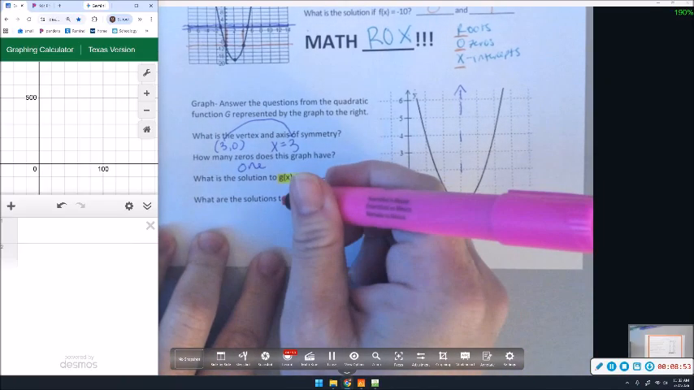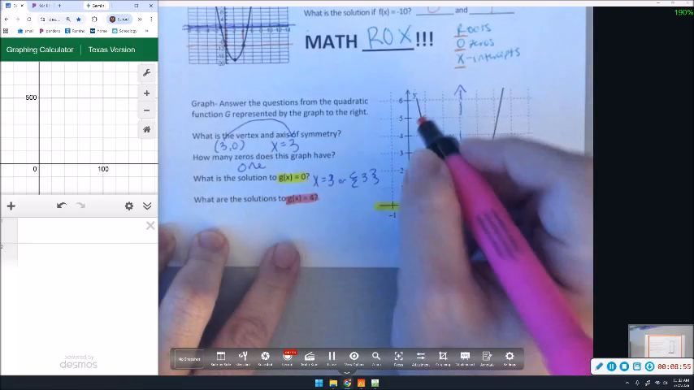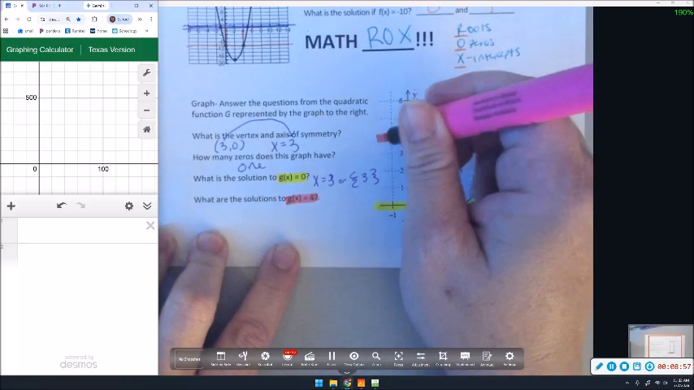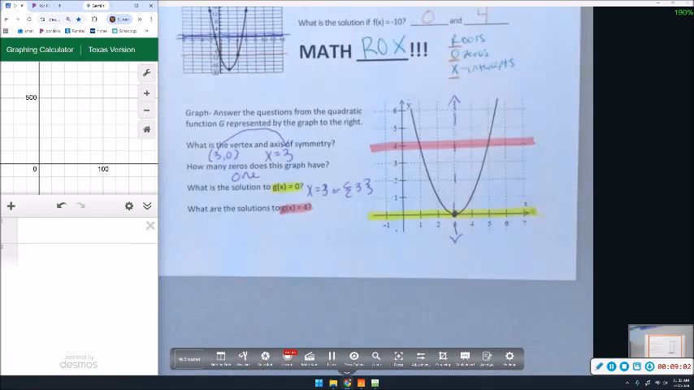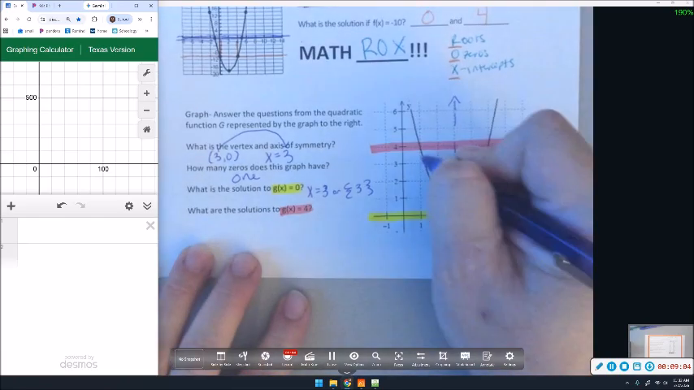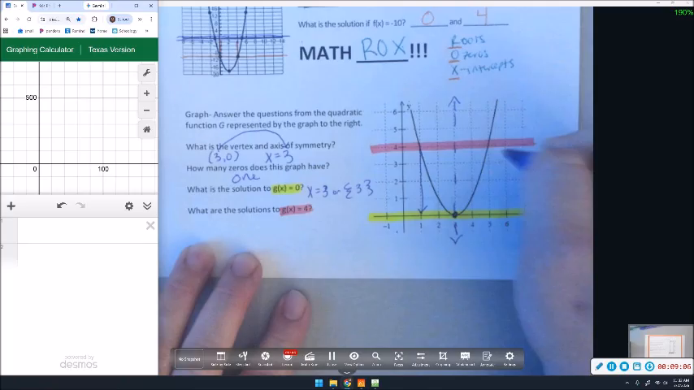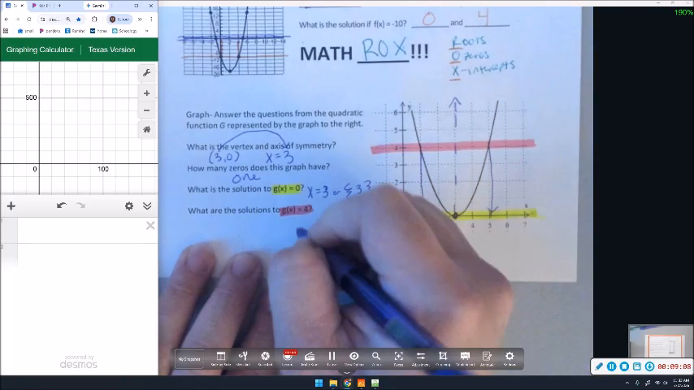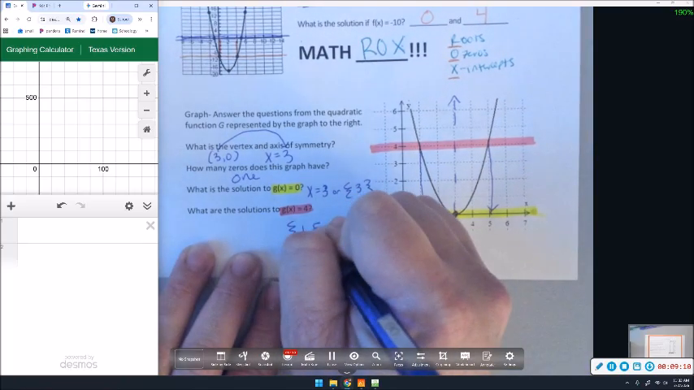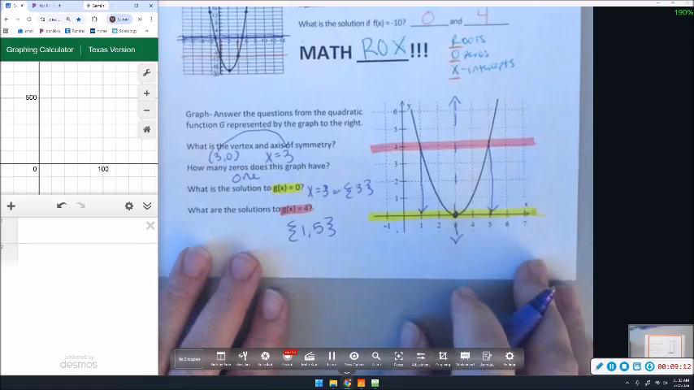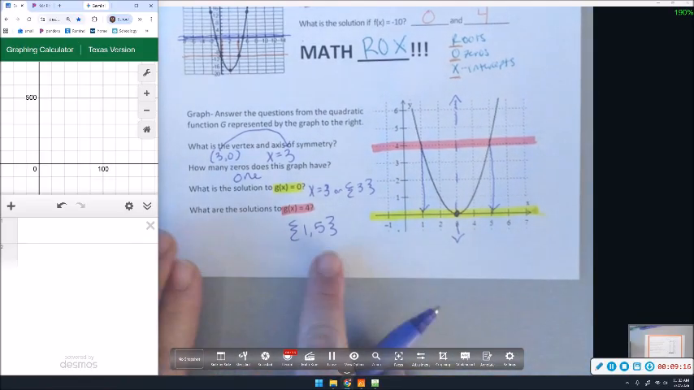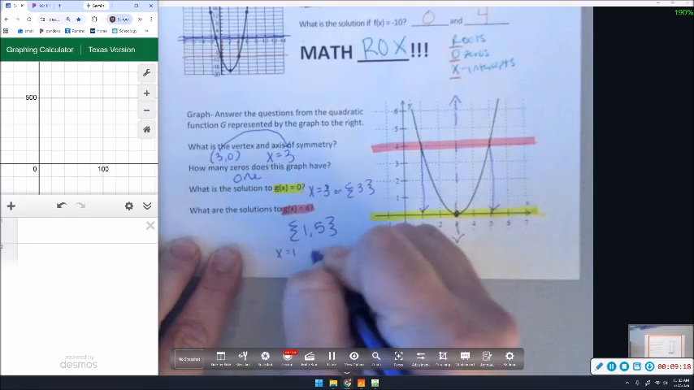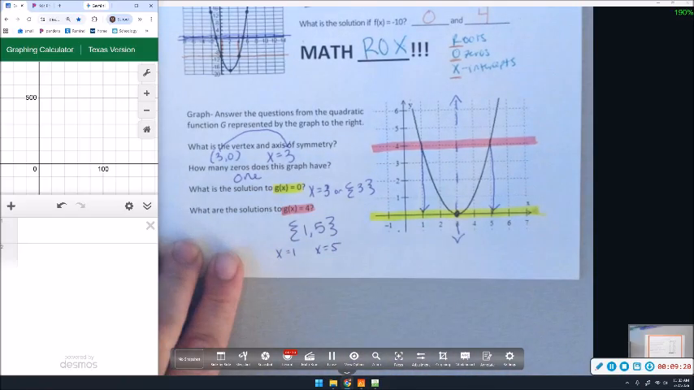What about g of x equals 4? Well, here's my g of x equals 4. It has 2, and what are they? 1 and 5. Any questions about that? You could put them both in fancy brackets, or you could literally write x equals 1, x equals 5. You could do both of those.